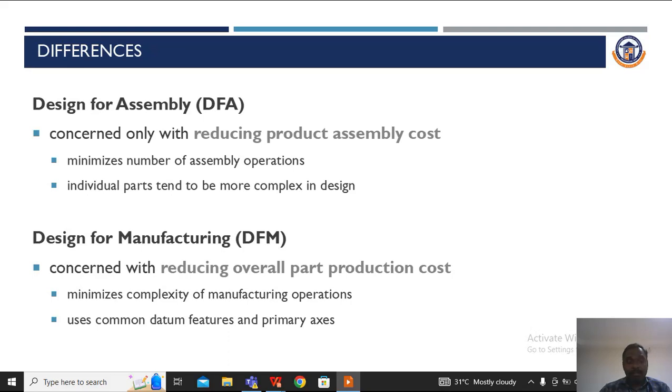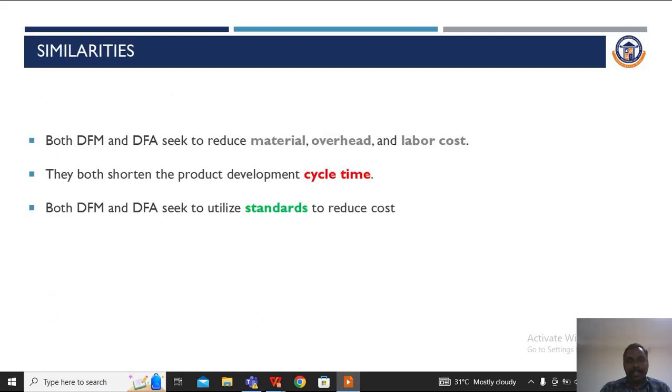Design for manufacture particularly concentrates on reducing the overall part production cost. This is achieved by two things: minimizing the complexity of manufacturing operations, and using common datum features and primary access. These are the major differences between design for manufacture and design for assembly, and now the similarities between the two.